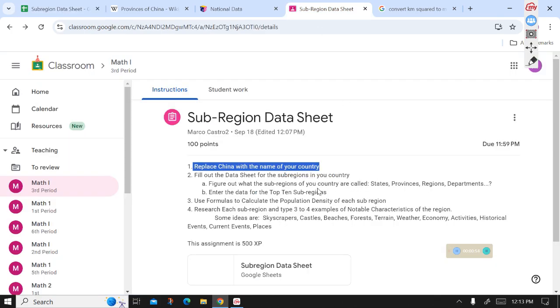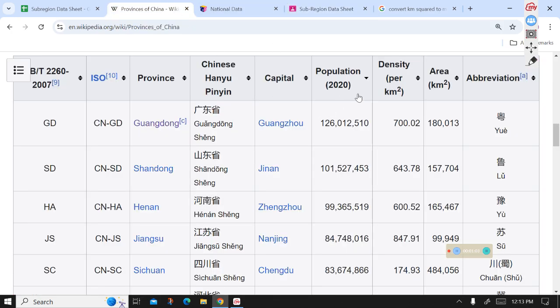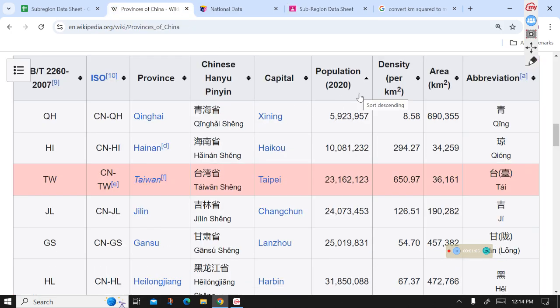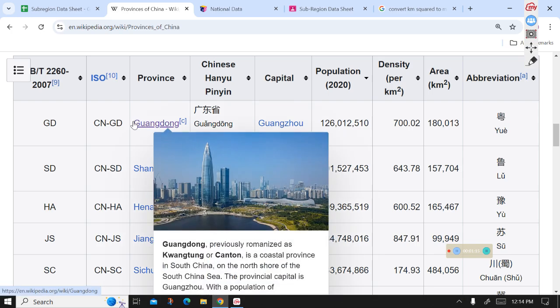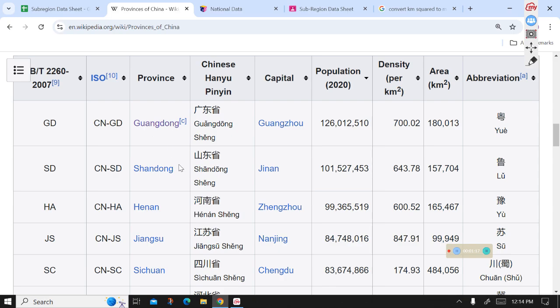According to our directions, we're only going to enter the data of the top 10 subregions by population. So we're only looking by population. This box right here controls the population, and if you click on this for your country's data, you should be able to organize it so that it starts with the biggest population, and then it decreases each time we go down. We can see that the most populous province of China is Guangdong, and after that we have Shandong.